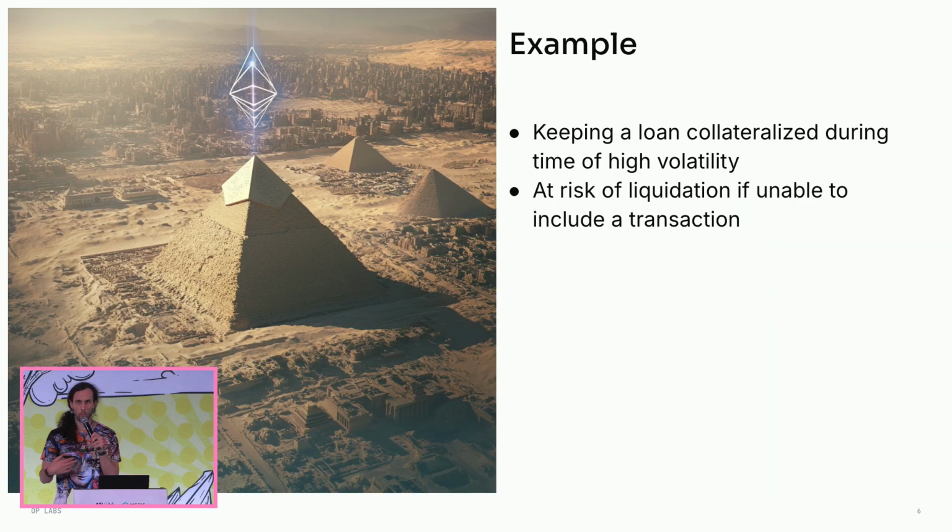So why is this important? For example, you might have a loan in DeFi and you want to keep it collateralized when there's lots of volatility. You are at risk of losing your money to a liquidation if you cannot land a transaction on chain, right? This is very important, this censorship resistance property.